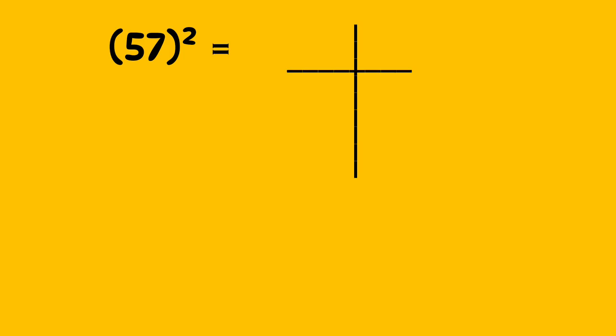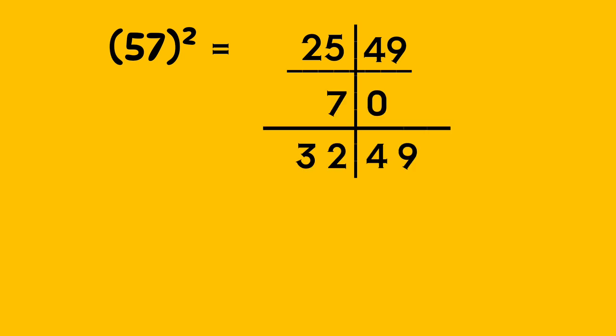Let us now find the square of 57. 57 squared equals. At first we draw two intersecting lines like this. Then we write the square of 7, which is 49, here. Now writing the square of 5, which is 25, here. Now multiplying 5, 7 and 2 we get 70. Write 70 below tens and hundred place, and add. We get 3, 2, 4, 9. Finally the answer is 3249.